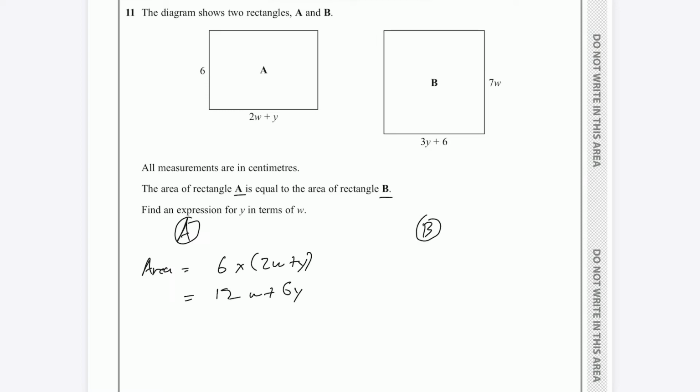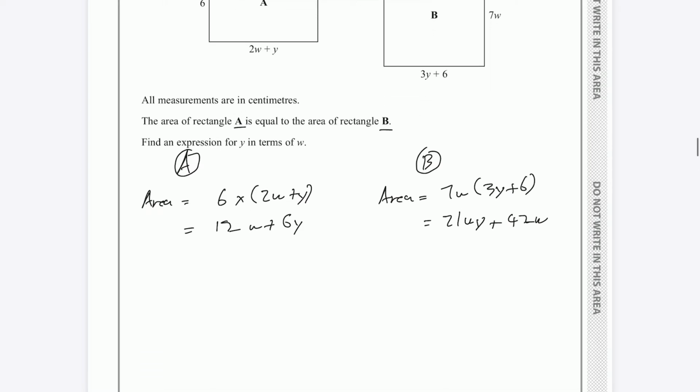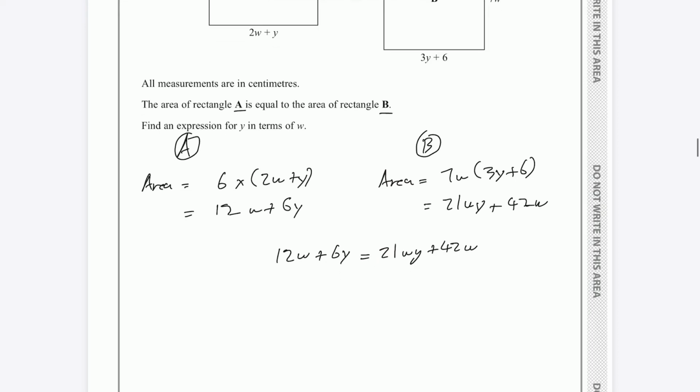And then we have B, which is area is equal to 7w times 3y plus 6, and that's 21wy plus 42w. And now we want to make them both equal to each other, so we have 12w plus 6y is equal to 21wy plus 42w.